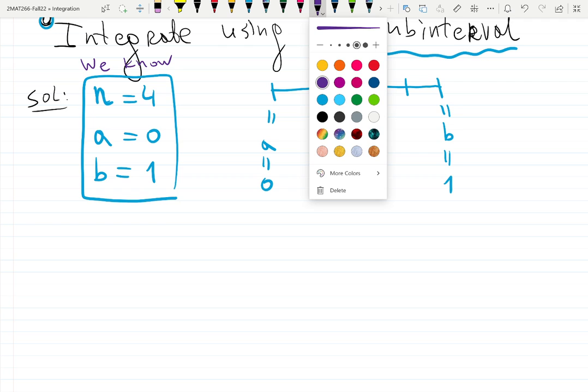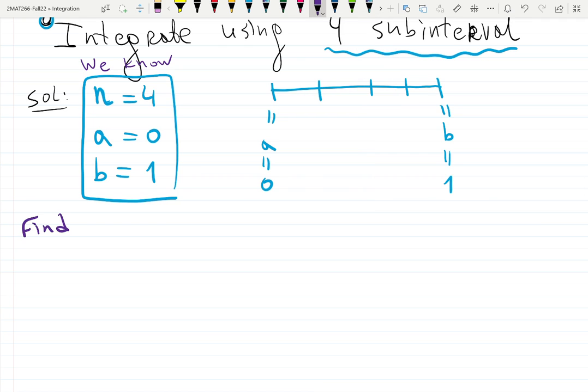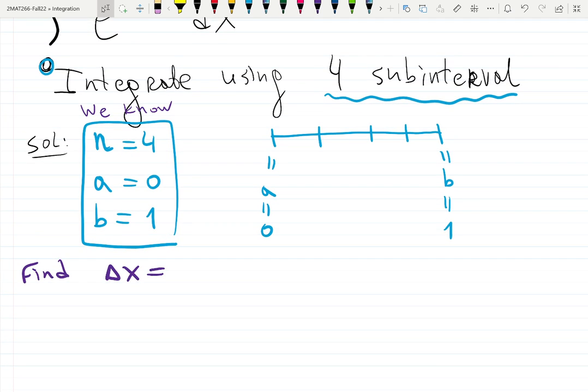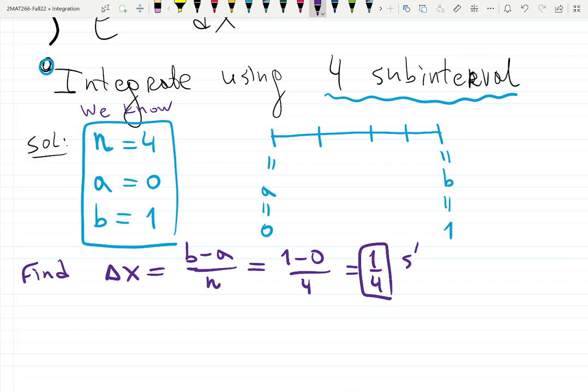Now let's start actually finding. Find the step size, delta x. Delta x is the width of each rectangle or whatever we're going to be using, but basically it's a step size. This one has a formula. Take the whole interval and divide by the number of subintervals. So it will be 1 minus 0 over 4. The step size is 1/4.